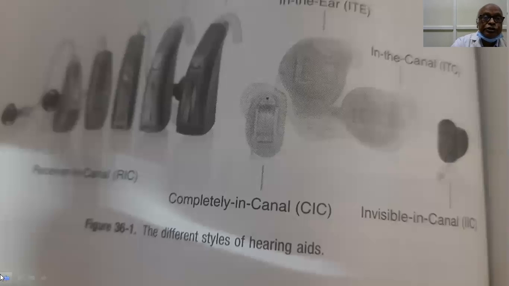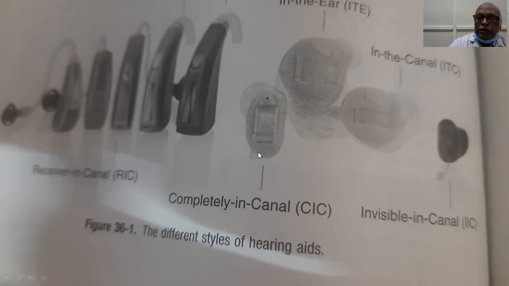You can see the pictures here. You can see here, this is the widely popular model that is called behind the ear type. Behind the ear type of hearing aids. Receiver in the canal. This small receiver is put inside the ear canal.